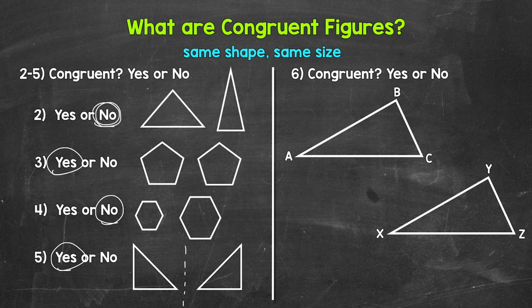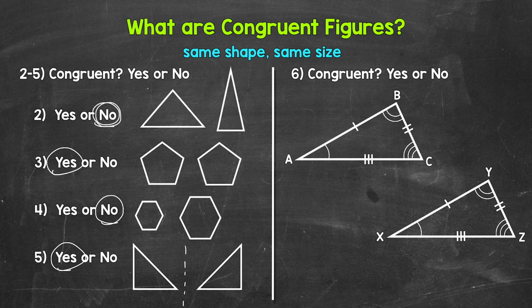Remember, same shape, same size. That means all of the side lengths need to be the exact same and all of the angles need to be the exact same. Let's include the markings. So now we have tick marks on the sides and arcs on the inside of the triangles by the angles. The tick marks show which sides have the same length, and the arcs show which angles have the same measure. So let's check if all of the sides and angles are the same for both triangles.